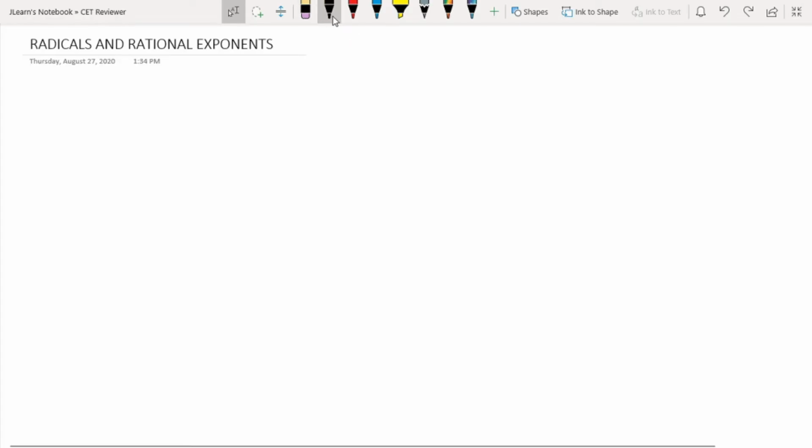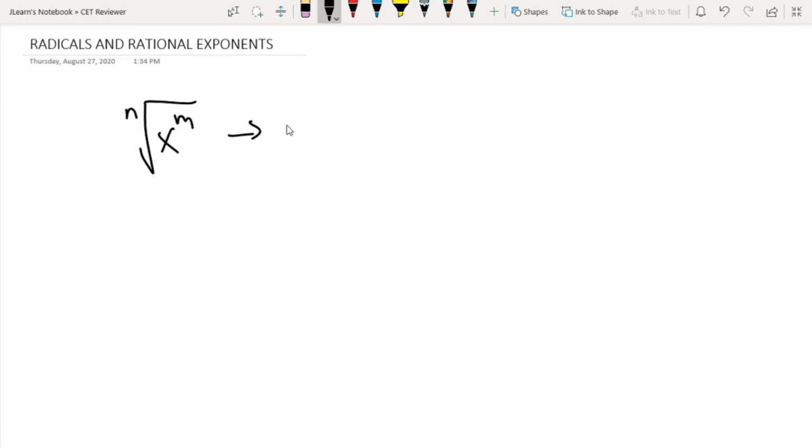So up until now, hindi pa tayo nag-uusap about radicals, no? So this will be the session for that. So in general, yung nth root of x to the m is what we call a radical.